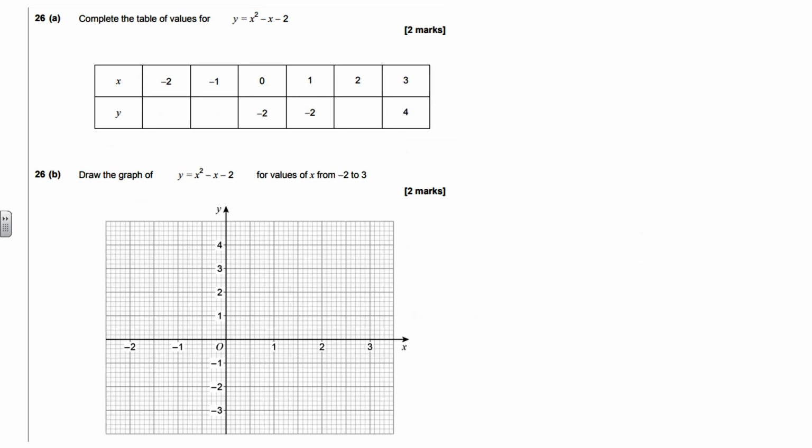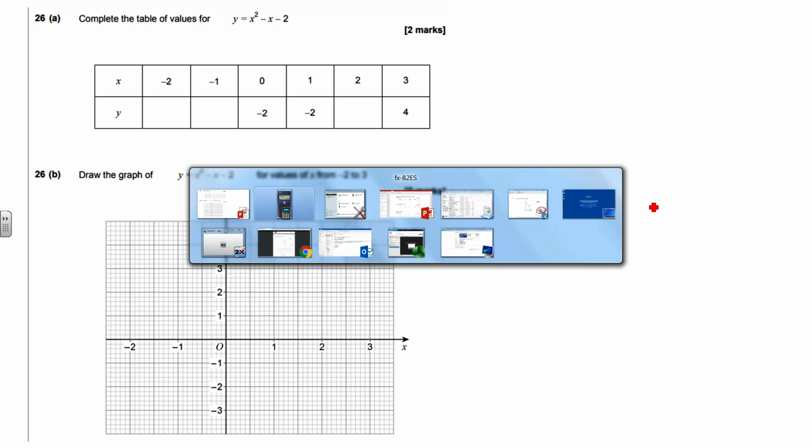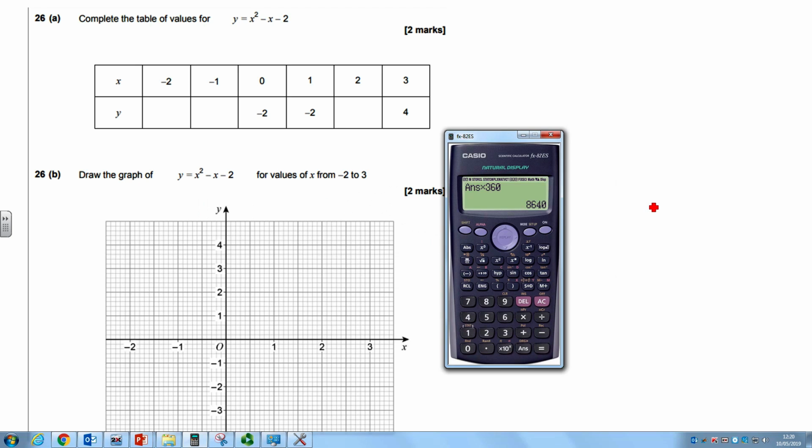Question 26: complete the table of values for x squared minus x minus 2. You've got to be careful doing this in a calculator paper because if you do not use brackets around those negative numbers, you will not get the right answer. So if I put minus 2 in brackets, squared, minus, brackets, minus 2, and then minus 2, and press equals, I get the correct answer, which is 4.